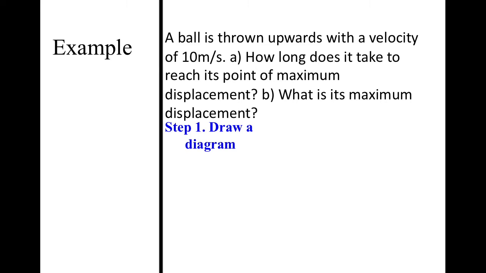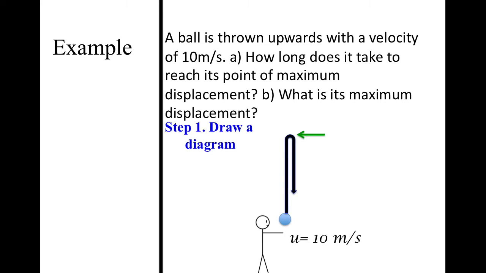Step 1 is to draw a diagram. Here is my person with their ball, and they throw it upwards with these variables. So we know that the initial velocity was 10 meters per second, and at the top of its travel, it's going to have a velocity of 0 meters per second, because now it's going to be accelerating down and its velocity will be going in the opposite direction that it originally started. We don't know the time and we don't know the displacement, but we do want to figure that out.